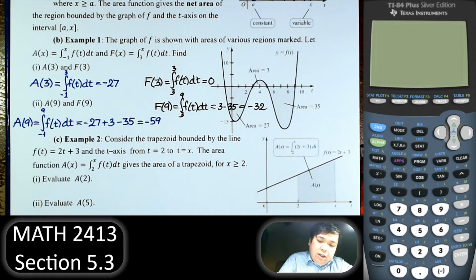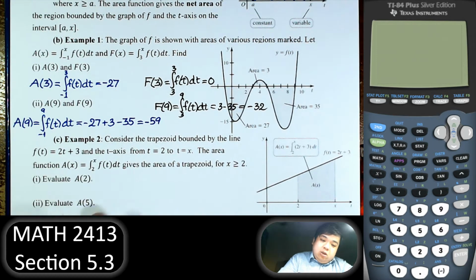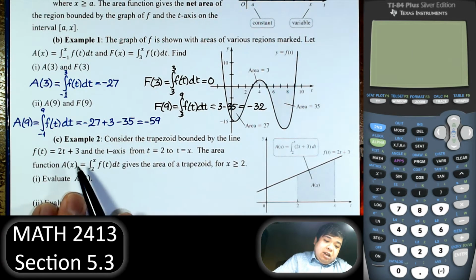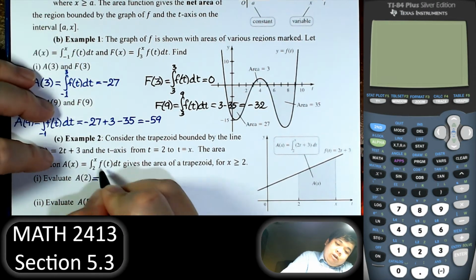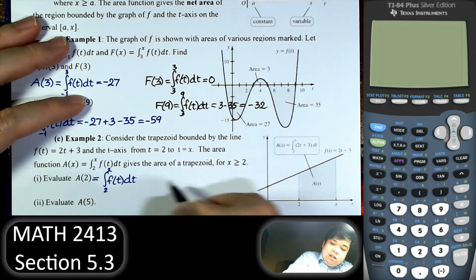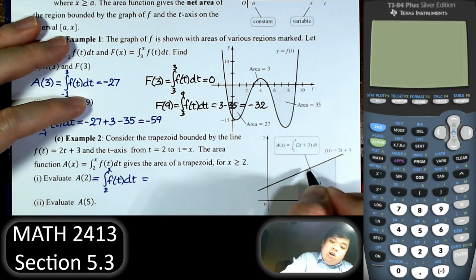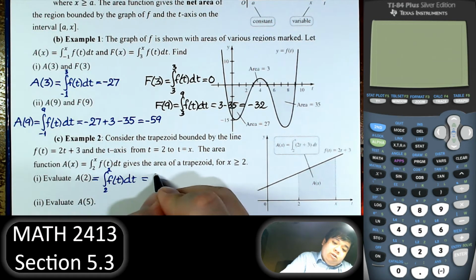Now let's consider the trapezoid bounded by the line. So now we have the function f of t equal to t plus 3, which is this line. And the area function is defined from the area from 2 to x. What is A of 2? So A of 2 is easy. Replace 2 in for x. We don't even need the graph. From 2 to 2, the function is defined, and there's no width. Therefore, the area is 0. So that's easy.